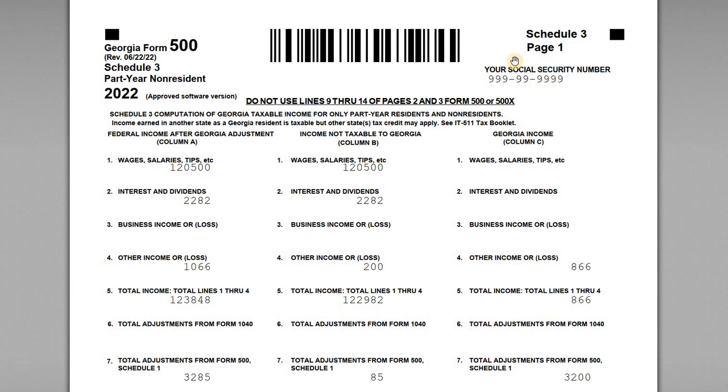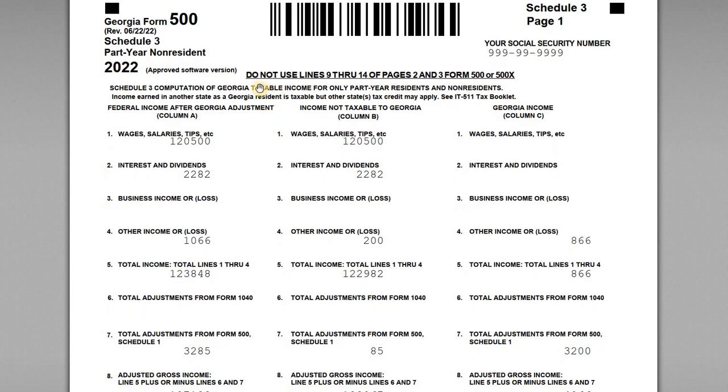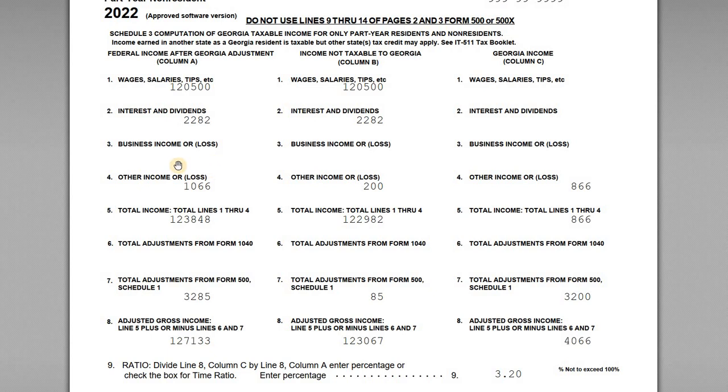So if I jump down to Schedule 3 here, this is completed by part-year residents and non-residents. And it does remind us here, right? Do not use lines 9 through 14 of pages 2 and 3 of the Form 500. We use this worksheet here. So the worksheet is 3 separate columns. So federal income column on the left-hand side, column A. The middle column is income that's not going to be taxable to Georgia. And then the far right-hand column, C, is Georgia income.